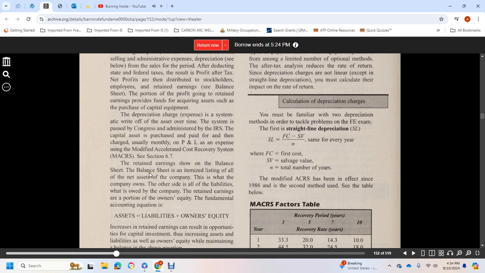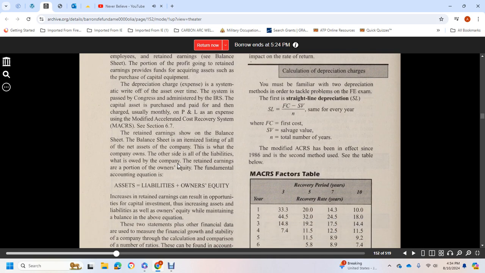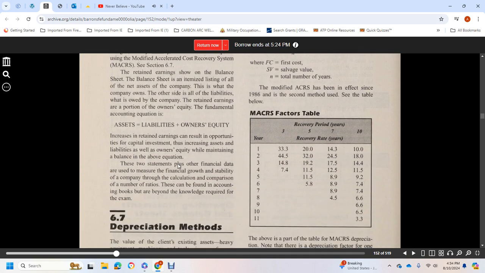When a capital asset is purchased and paid for, a charge, usually monthly, appears on the P&L as an expense, under the modified accelerated cost recovery system, or MACRS. See section 6.7. The balance sheet is an itemized listing of all of the net assets of the company, what the company owns. The other side lists all of the liabilities owed by the company. Retained earnings are a portion of the owner's equity, under the fundamental accounting equation: assets equal liabilities plus owner's equity. An increase in retained earnings can result from opportunity capital investment.